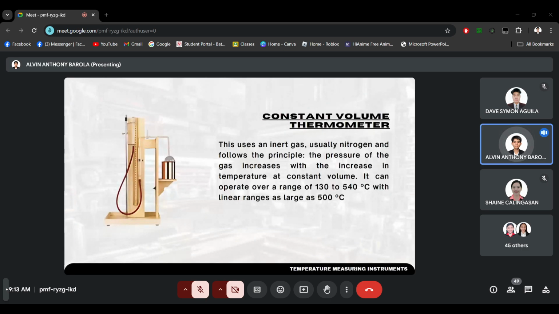Well, ito po pala yung slide kanina, hindi ko pala ata po na-show. Pasensya lang po.